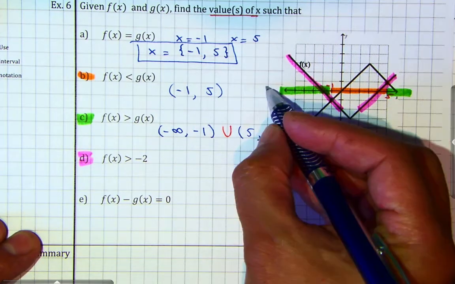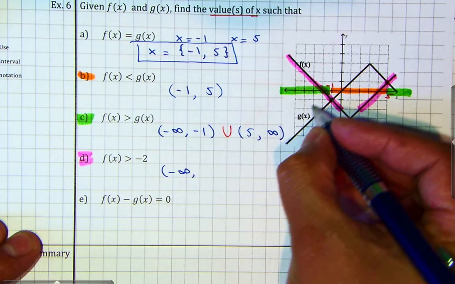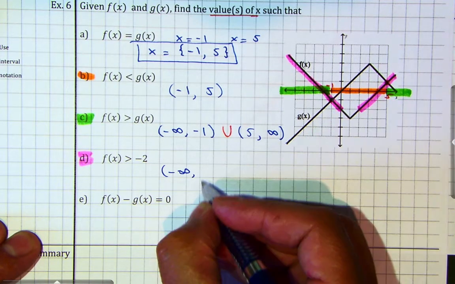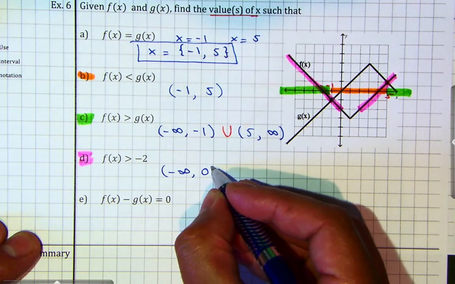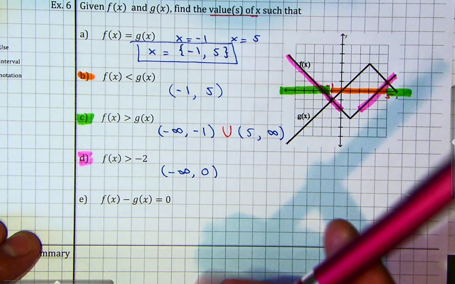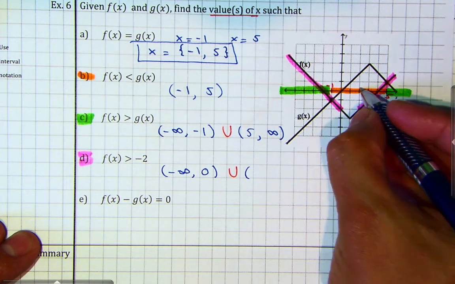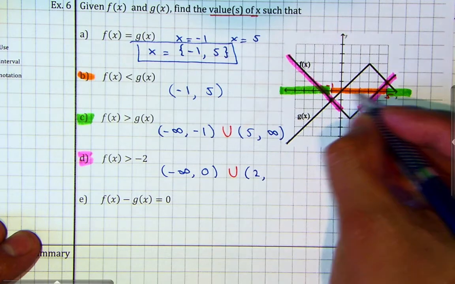So it'll be from negative infinity all the way up to 0, not including 0, so it gets parentheses. If there was an equal sign, then it would be a bracket, union, and then we'll continue from 2 all the way to positive infinity.